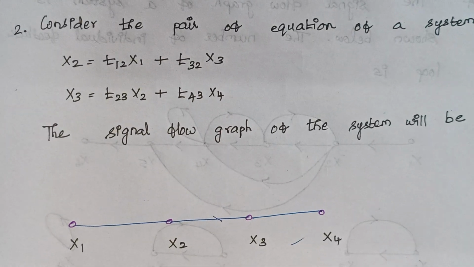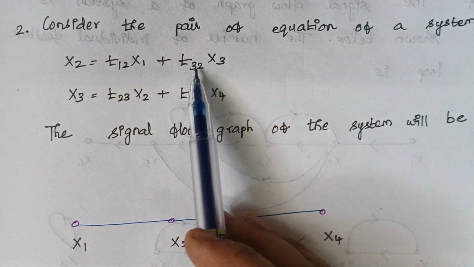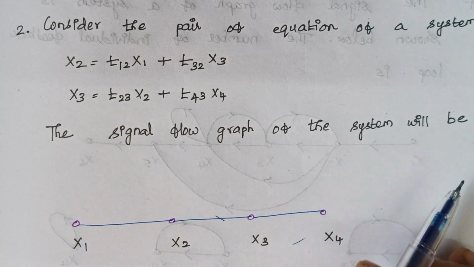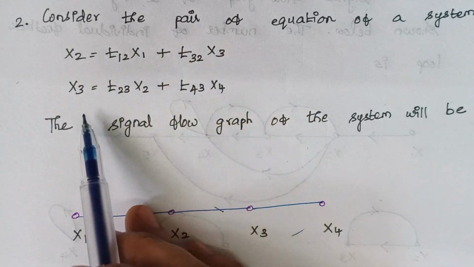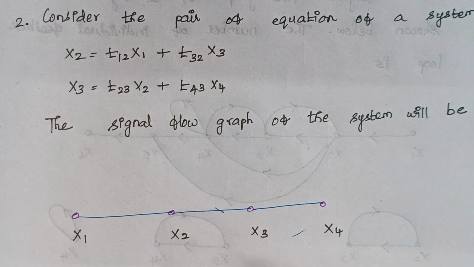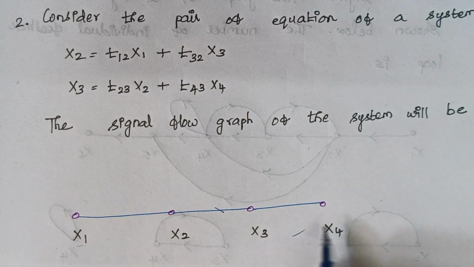Our second problem is: consider the pair of equations of a system. These two are the equations. Again, the signal flow graph of the system will be... So here, how many x values are there? You see x1, x2, x3 and x4. So totally 4 nodes are present. Draw 4 nodes and mark them accordingly.